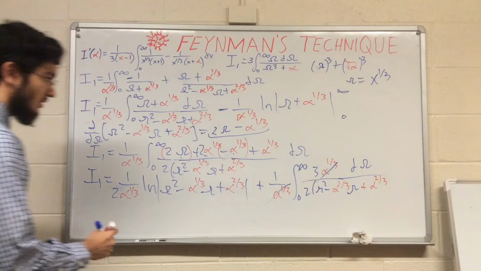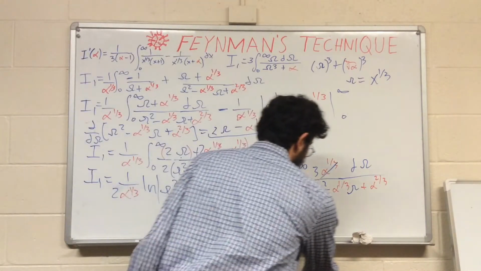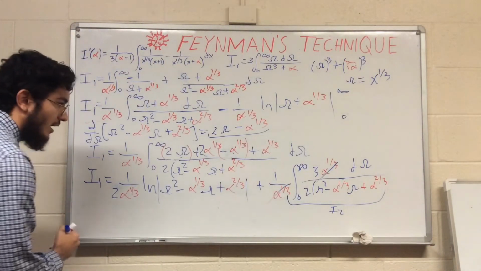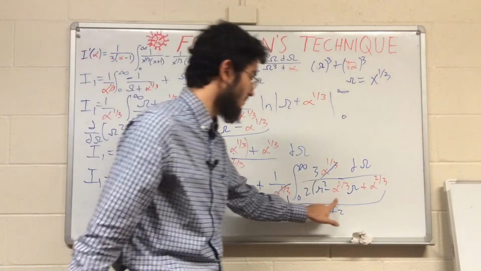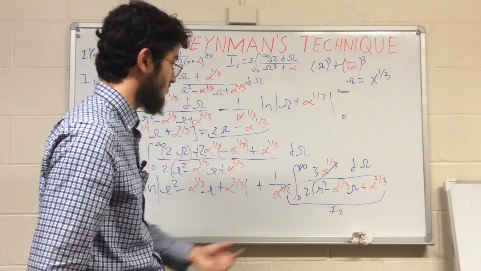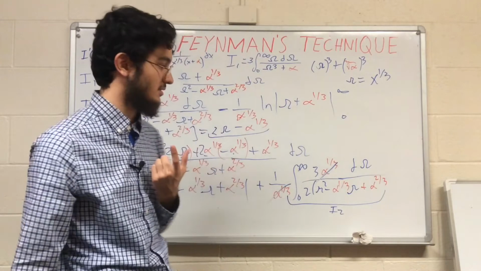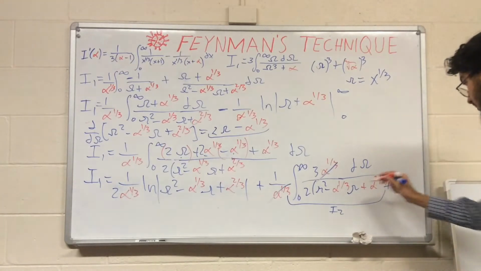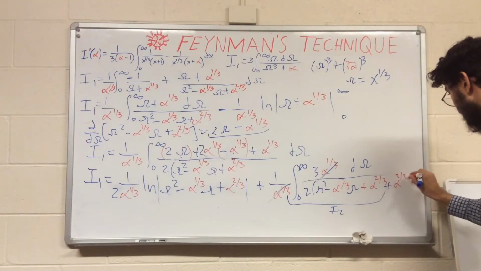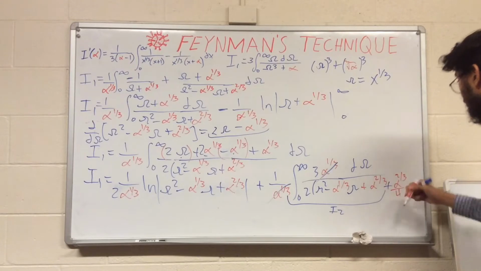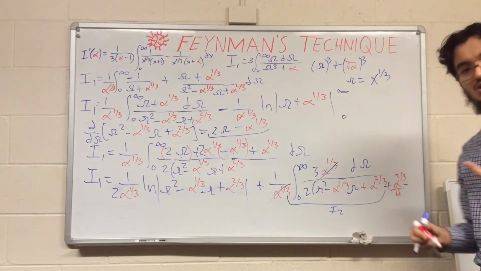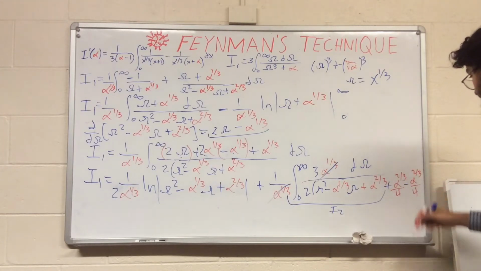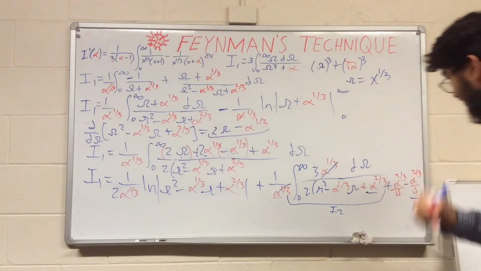So essentially, let's call this new integral I2. For I2, we're going to complete the square over here, and in order to do that we have to take this over here divided by 2 and then square it. So basically we're going to add alpha to the 2/3 divided by 4, and then we're going to subtract that again. We have to subtract it so that we don't change the whole expression. Minus alpha to the 2/3 divided by 4. So then we combine this later, and we see what happens.